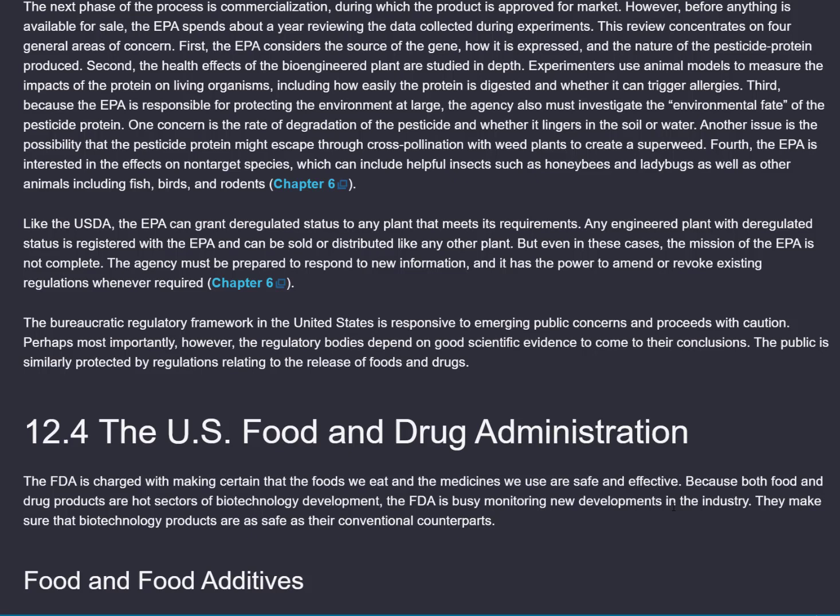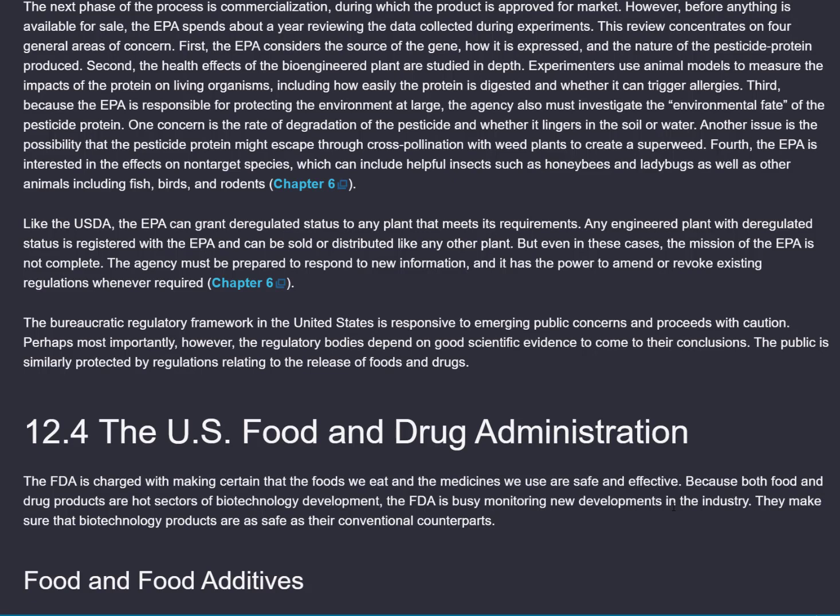First, the EPA considers the source of the gene, how it is expressed, and the nature of the pesticide protein produced. Second, the health effects of the bioengineered plant are studied in depth. Experimenters use animal models to measure the impacts of the protein on living organisms, including how easily the protein is digested and whether it can trigger allergies.